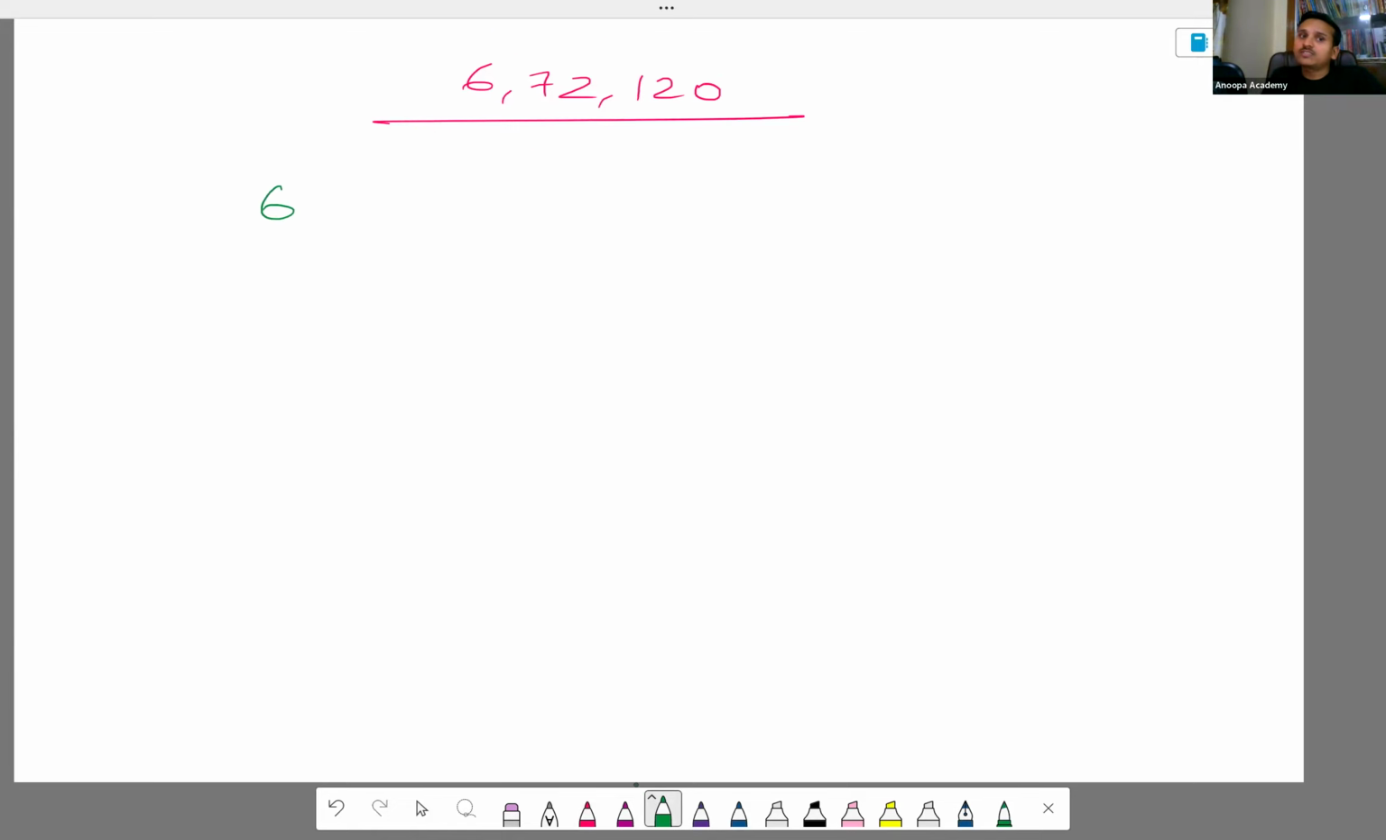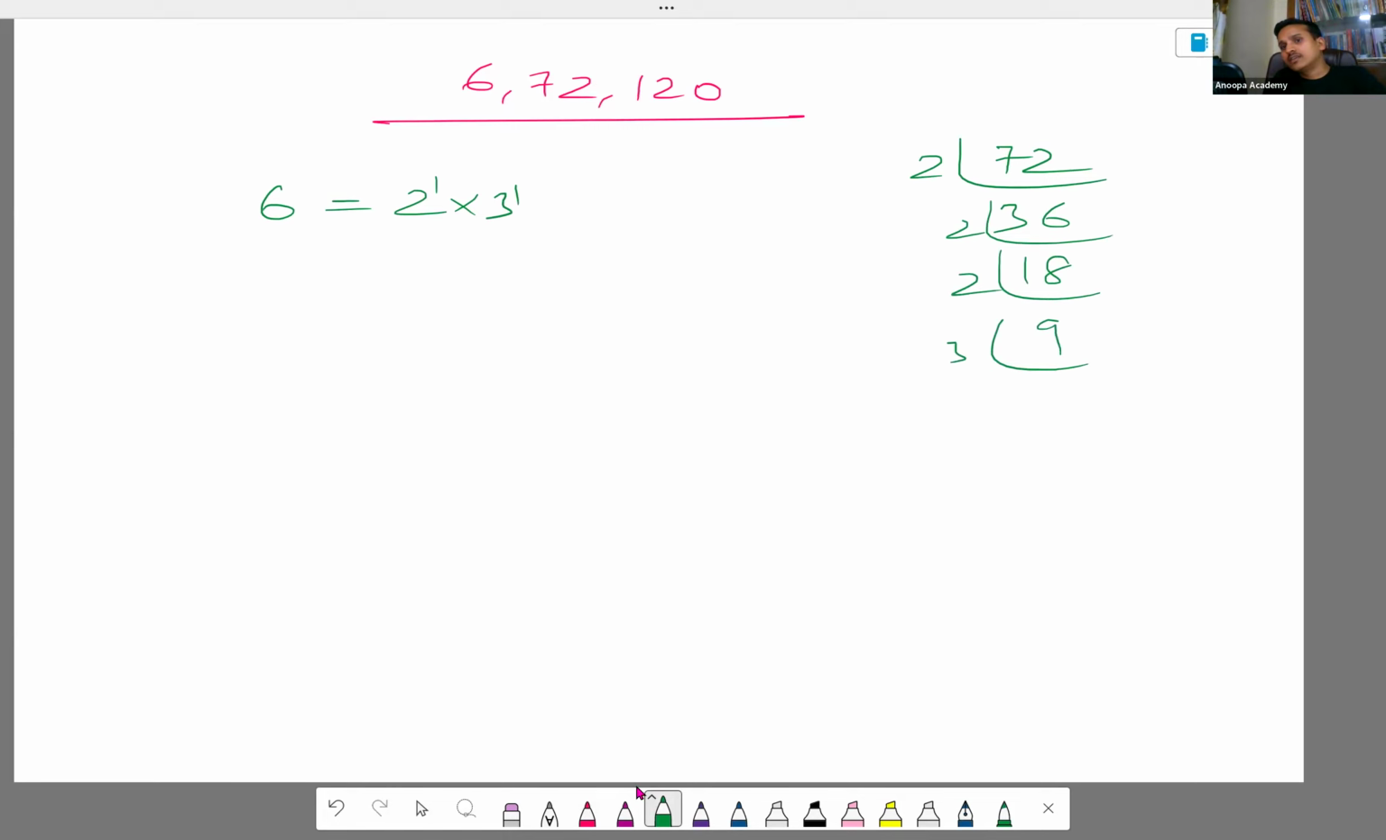So let's see. 6 I can write as 2 to the power 1 and 3 to the power 1. 6 I have already done, so I'm not doing it here. 72 I'll do. See, 2 threes are 6, 2 sixes are 12, 2 ones are 2, 2 eights are 16, 2 nines are 18, 3 threes are 9, 3 ones are 3. Okay. So I can write 72 is equal to 2 to the power 3 into 3 to the power 2. Clear, everyone?